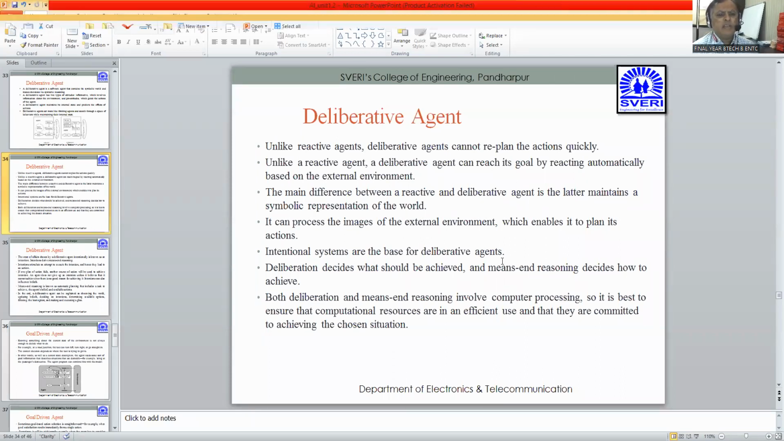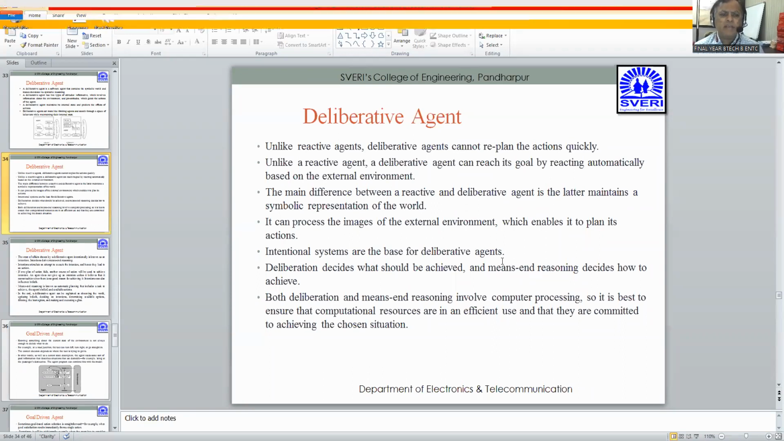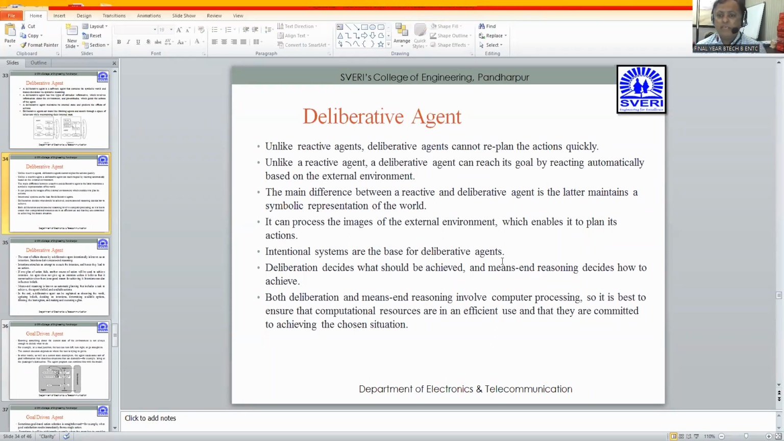Unlike a reactive agent, a deliberative agent can reach its goal by reacting automatically based on the external environment. In a reactive agent, the data came from the environment and it was difficult to react to it. But here, with the data coming directly from the external environment, the deliberative agent can reach the goal by reacting automatically based on the external environment. Right? This is also a difference. You have to write down the difference between the reactive and deliberative agent. After studying all these things, you have to make a difference between reactive and deliberative agent. At least 4 to 5 points you should make.